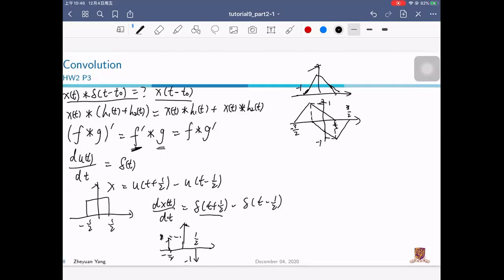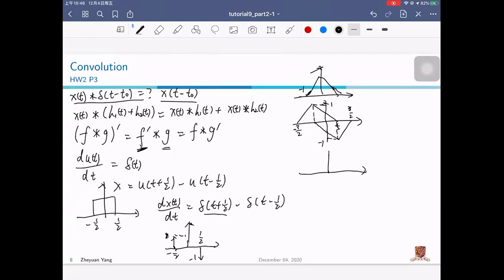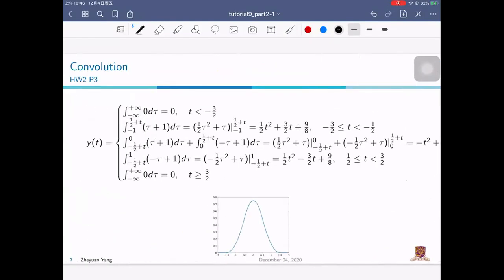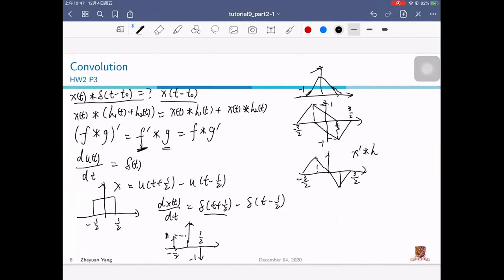And then we add up these two parts, and it will be like this. So now we have h prime convolved with x prime convolved with h. It is from minus 3/2 to 3/2. If you observe our final answer, when t is smaller than minus 3/2 and t is greater than 3/2, it will be zero. So we only have the answer between minus 3/2 and 3/2. This way you can check that the range in which we have values is the same.